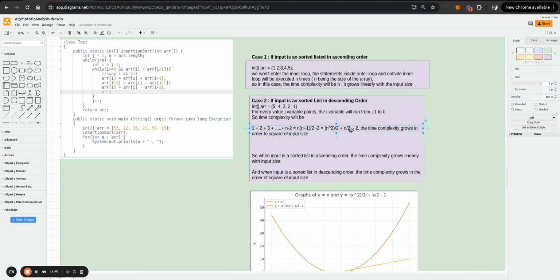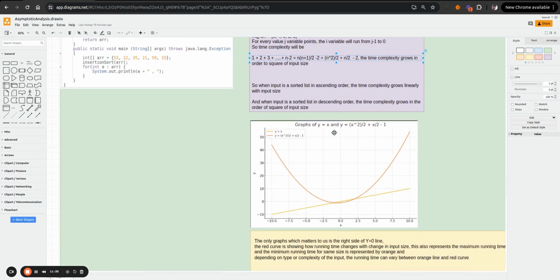So as we can see, based on the nature of the input, the time complexity of the same algorithm is different. If the input is a sorted array in ascending order, the time complexity is order of n. If the input is in descending order, the time complexity is order of the square of the input size. If you plot a graph of these two functions, it will be like this.